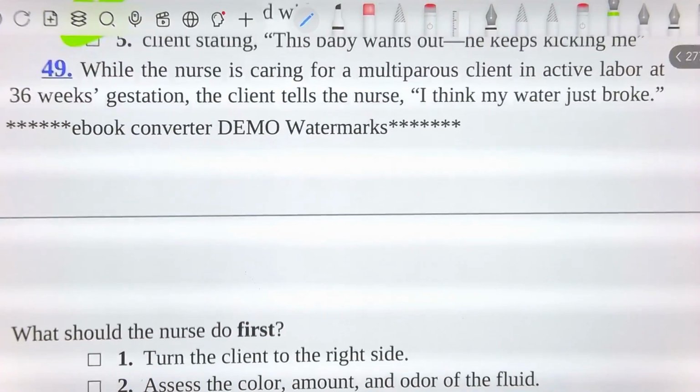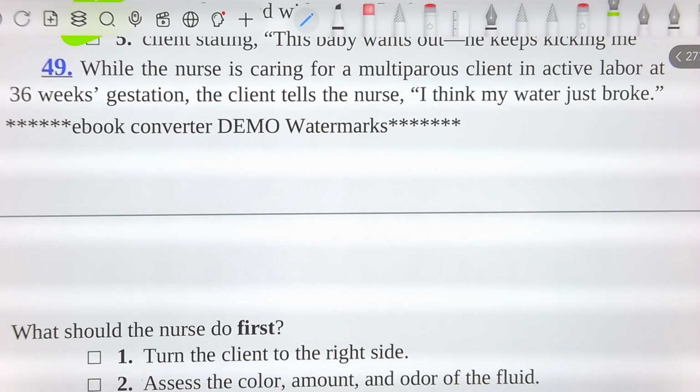Now let's read the next question, that is 49. While the nurse is caring for a multiparous client in active labor at 36 weeks of gestation, the client tells the nurse, I think my water just broke. What should the nurse do first? In this case, there will be gushing of fluids if the water just broke. So the umbilical cord may come out of the vaginal canal. So sudden discoloration of the baby can happen. So what we need to monitor? Assess the fetal heart rate pattern.